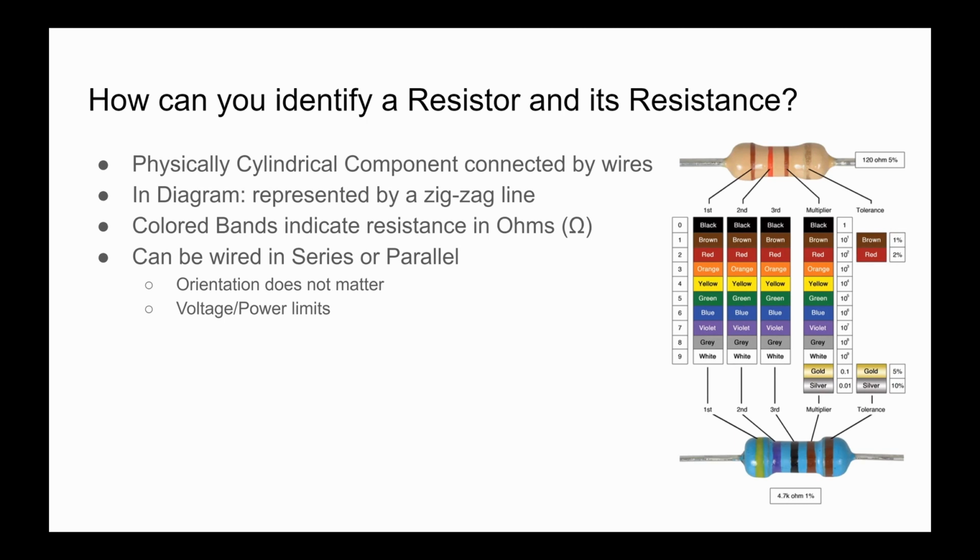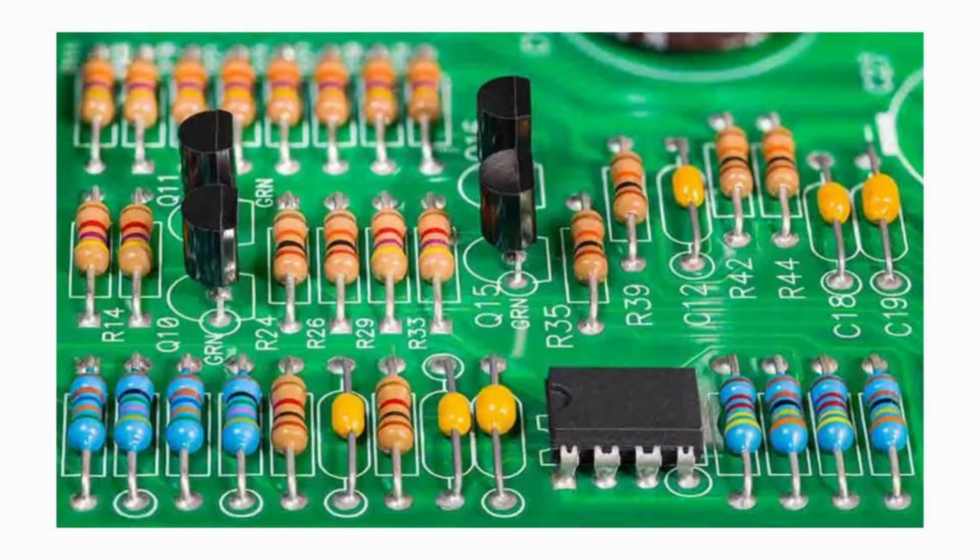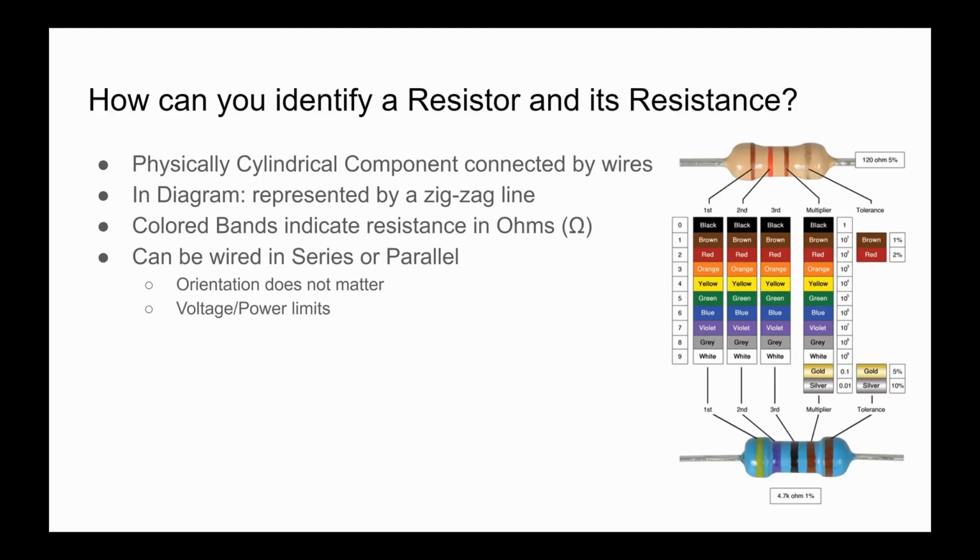Now, for the way resistors are wired, they can be wired in many different ways. They're usually wired in series, but can also be wired in parallel. They have two leads that represent the inlet and the outlet, but as opposed to a diode, the orientation does not matter. They can be placed anywhere in the circuit, but it's important to consider their voltage and power ratings to avoid damaging them or other components in the circuit, for example, overheating.